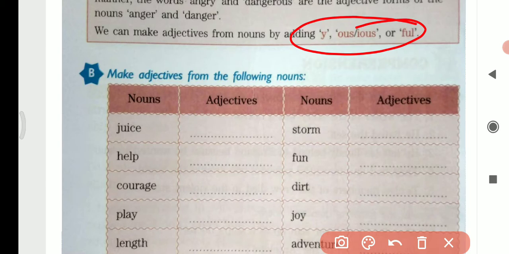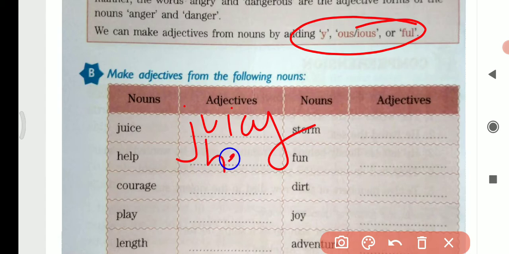So let's start with the first one, that is juice. What can be added to juice in order to make it an adjective? Juicy. Y can be added. Juicy. Next is help. With help we can add ful. Please students, do not add ing because अगर आप ing add करोगे तो वो verb बन जाएगा. Helping will be a verb. और हमें यहाँ पे verb नहीं बनाना है. We have to make adjectives. So helpful.